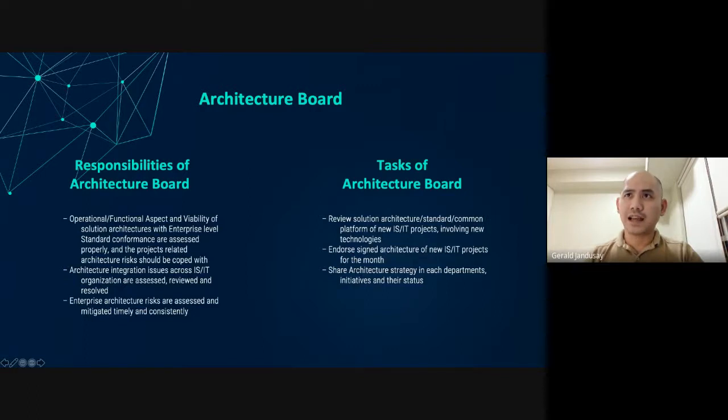As for the specific tasks of this board, they should review the solution architecture and the standard common platform of new IS or IT projects involving new technology, as well as endorse the signed architecture of new IS or IT projects for the month. And lastly, share architecture strategy in each department's initiatives and their status.